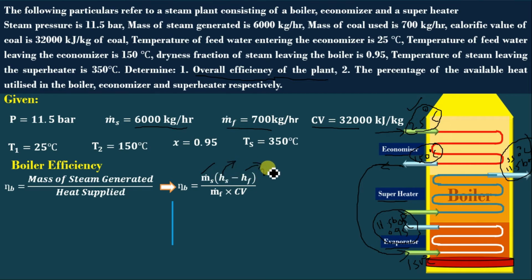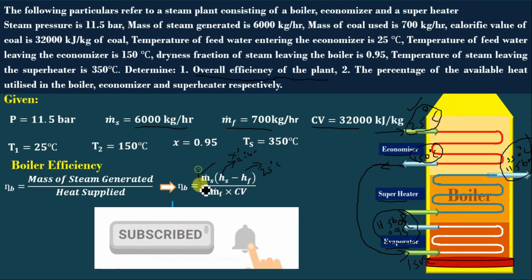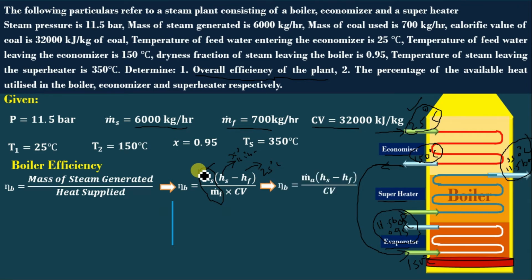The inlet is 25 degrees Celsius, and the outlet is 350 degrees Celsius and 11.5 bar, divided by the amount of heat supplied, mf into Cv. Already we discussed this: ms divided by mf can be taken as evaporation. This equation can be written as ma into (hs minus hf) divided by Cv. Now we find out what our hs and hf are.